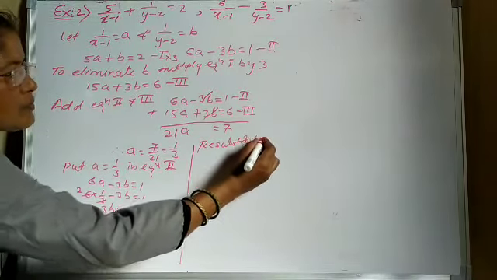Dividing throughout by 58. So what will we get here? Divide each term by 58. So a plus b is equal to 174 divided by 58. You will get here 3. So this is equation number 4.